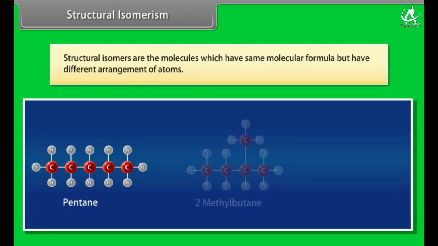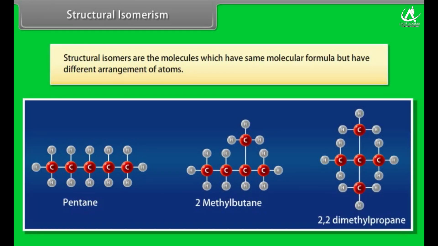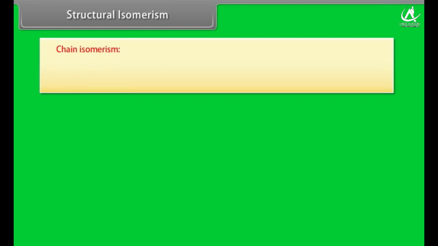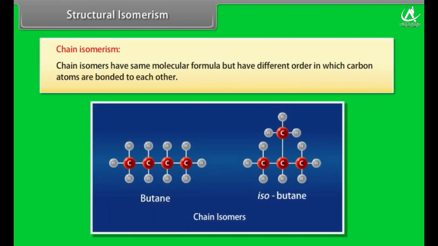Structural isomerism. Structural isomers are the molecules which have the same molecular formula but a different arrangement of atoms. Chain isomerism. Chain isomers have the same molecular formula but a different order in which carbon atoms are bonded to each other.